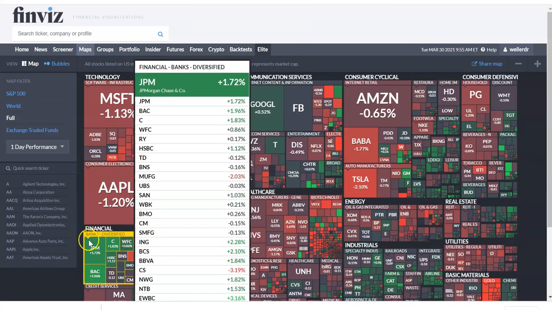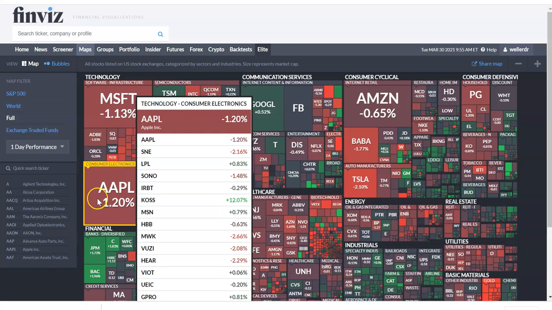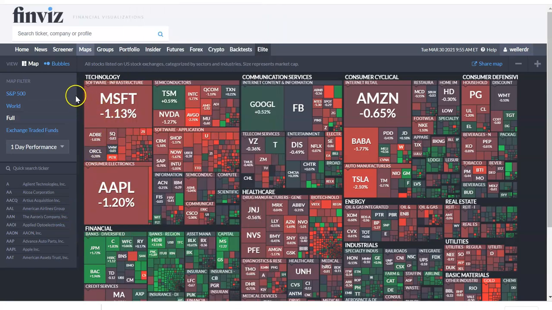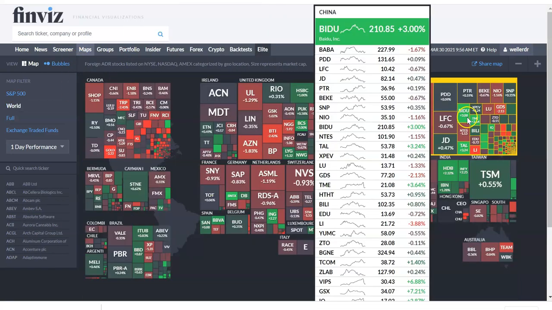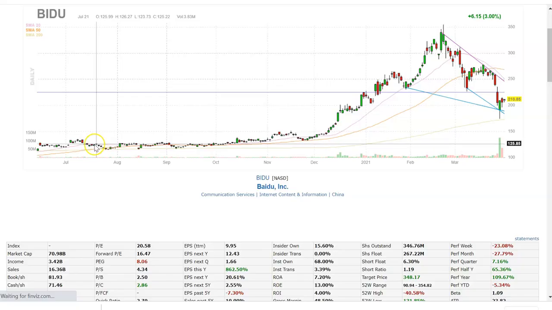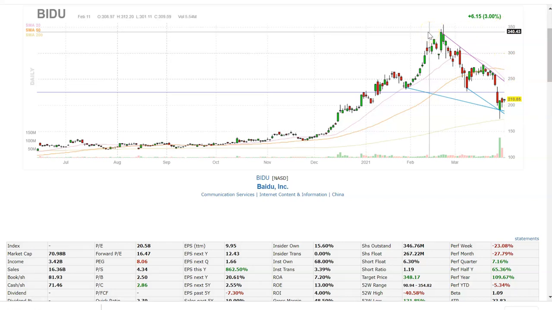Looking at the market, this is today actually. We're seeing the big boys still in the red. All the technicals, the big boy technicals in the red. Baidu slightly in the green at the moment. This is Finviz, and we had a big run up and then a big run down. The target price is $348. Currently trading at 210. That's a lot of movement, almost up to here at its support and resistance.